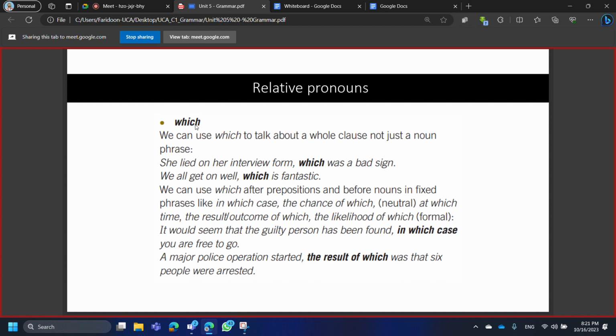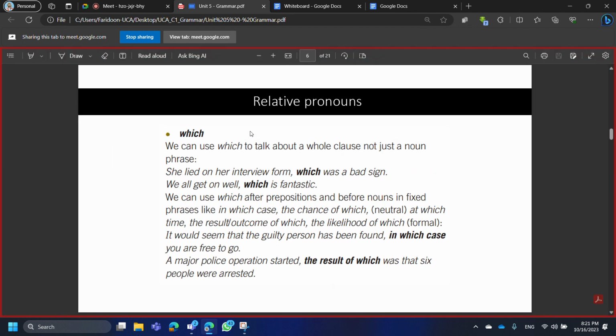But can we just use them normally, like every time just talking about things? Not really. You can also use which to completely talk about a whole clause and not just a noun or a noun phrase. In many different places, guys, this usage of which actually has its own name. They just call it a situational relative clause.